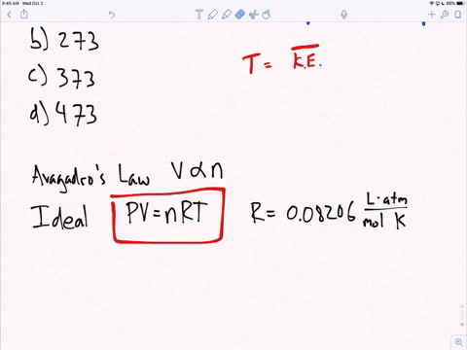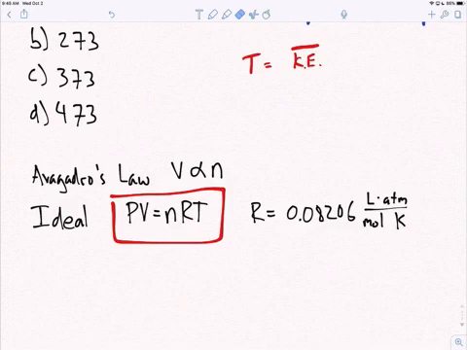Question? What did you say R was? The gas constant. Constant? Constant. Like being in a state of constant fear of chemistry. This is the gas law constant. It does not change.